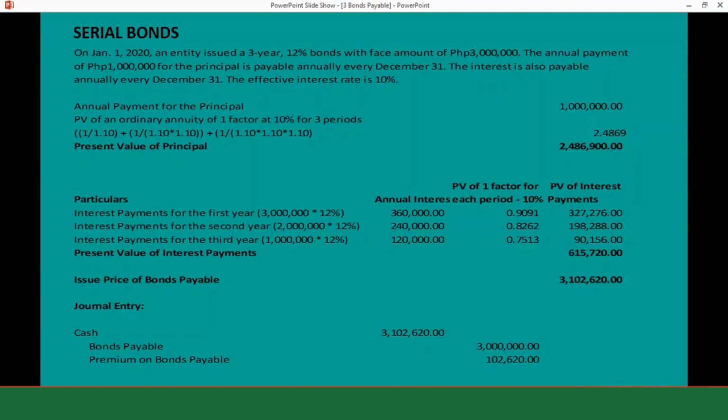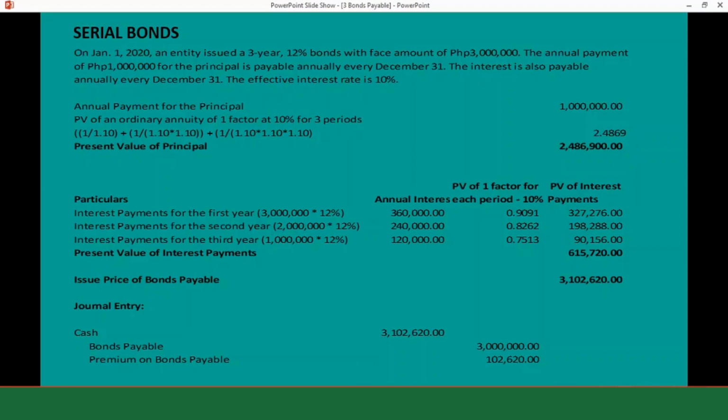Take note, since 1 million kada taon ang ginagawang payment, so yan ang i-consider mo. Okay? As ito times dun sa tinatawag nating present value of ordinary annuity. So, magkano yung effective interest rate? 10%. Annual ba binabayaran yung interest? Yes. The interest is also payable annually every December 31. Okay, so wala tayong problema, no? Hindi natin kailangan i-divide yung rate and i-times 2 yung period.